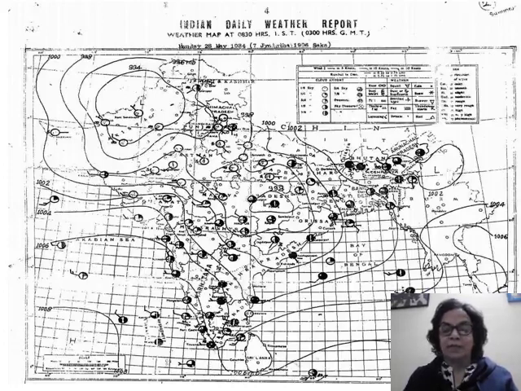There are two timings when the observations are made. It is 8:30 in the morning and 5:30 in the evening. Now in general, if we look at this map, we can see the circles represent the weather stations. The cloud cover is shown at these weather stations, the wind direction, wind velocity, and we will discuss all these aspects about the map.